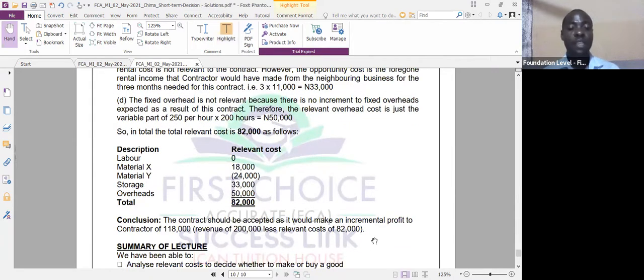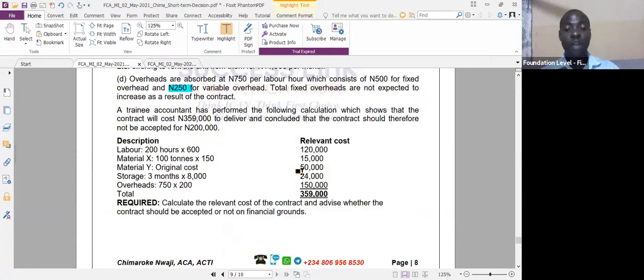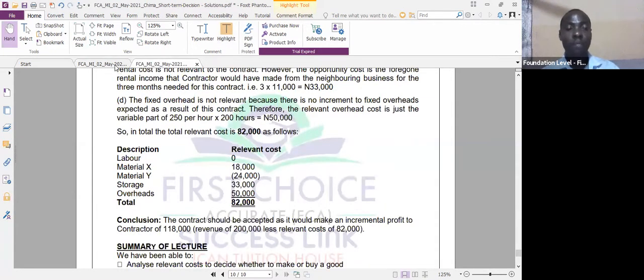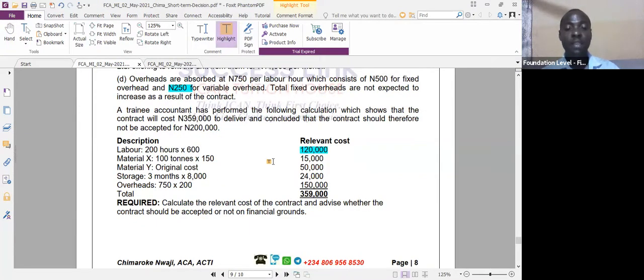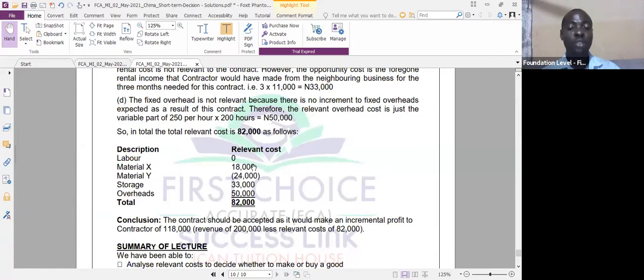So you see here, labor, we said labor is 0 because the people who are doing the job already have spare capacity in employment. Here the accountant was saying 120,000 is the relevant cost. For you, it is 0. Material X, he is saying 15,000. But you, who should know better, have increased it to 18,000.